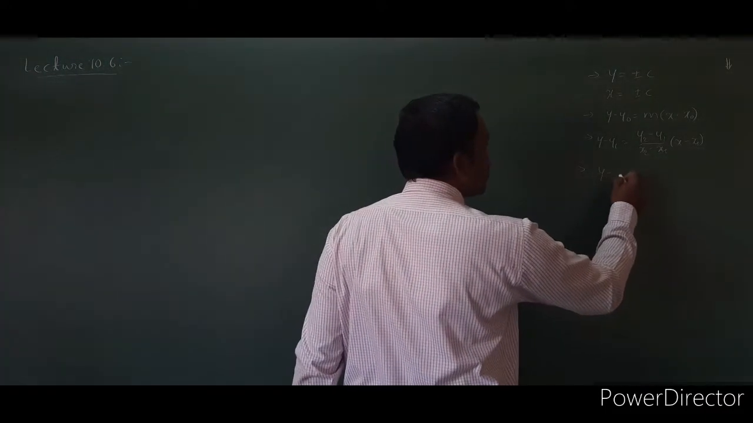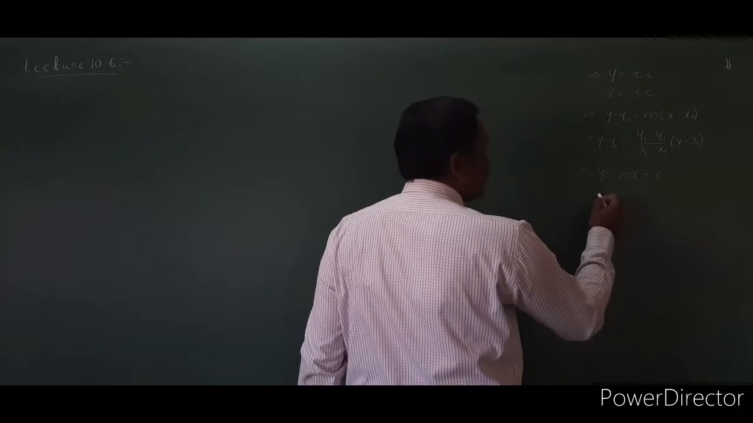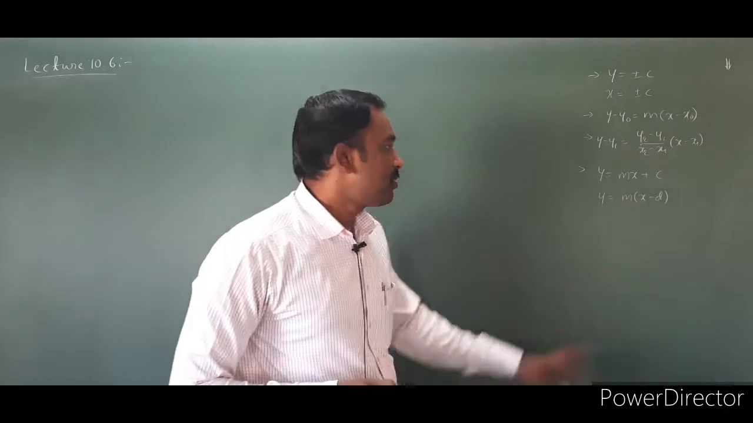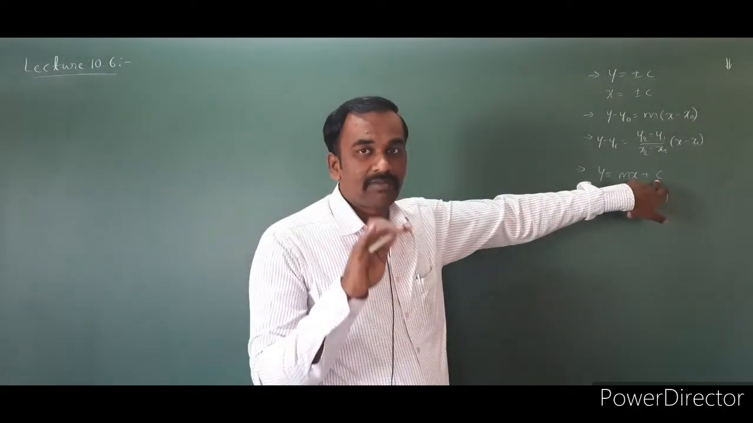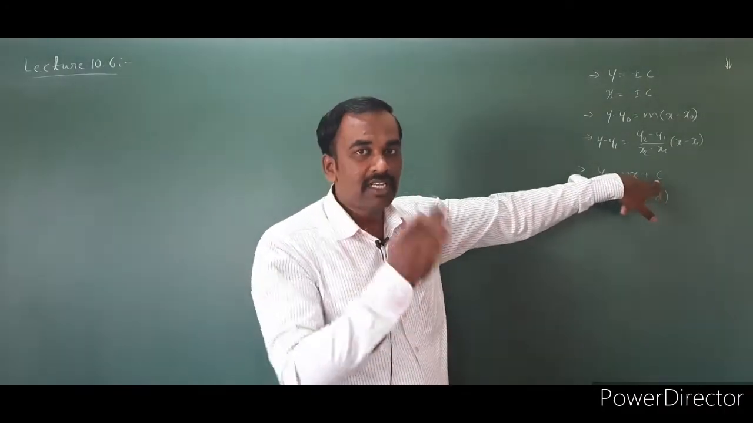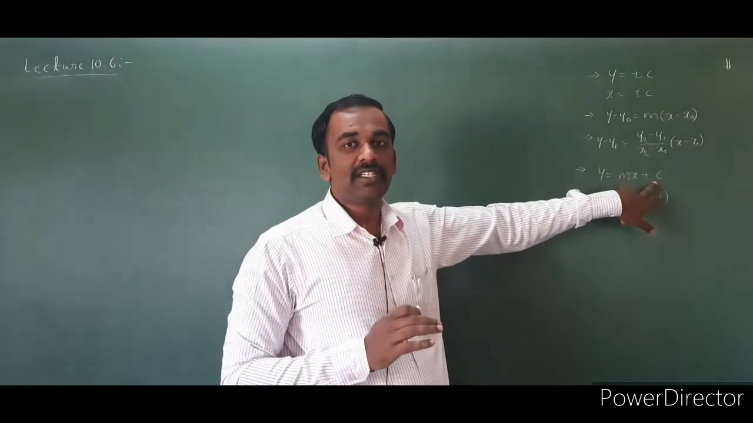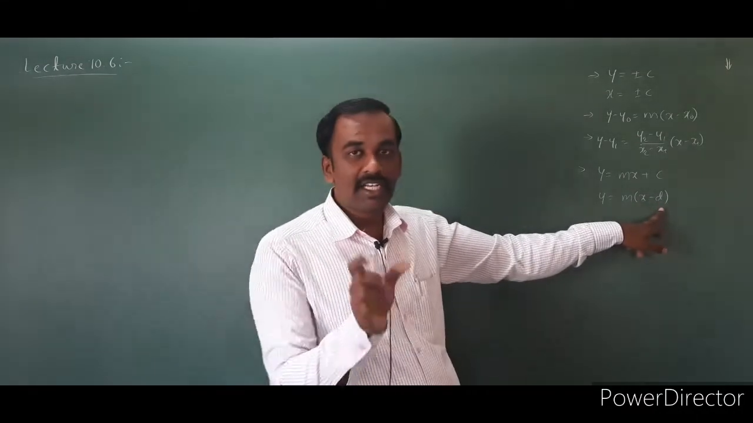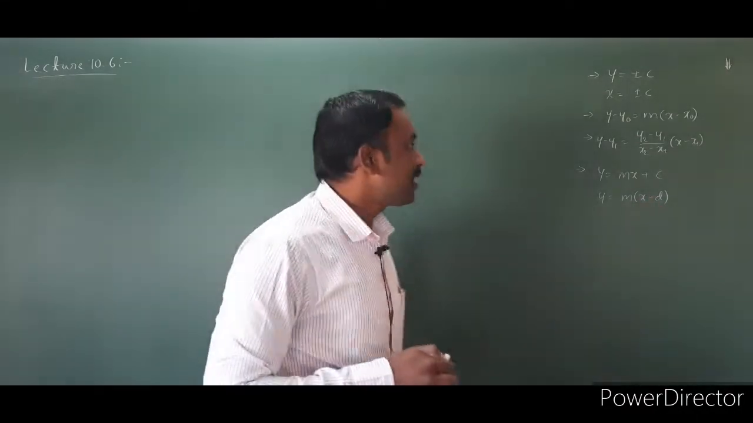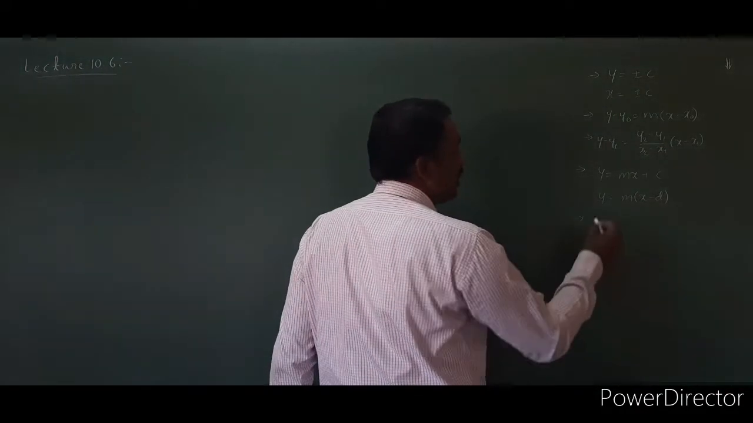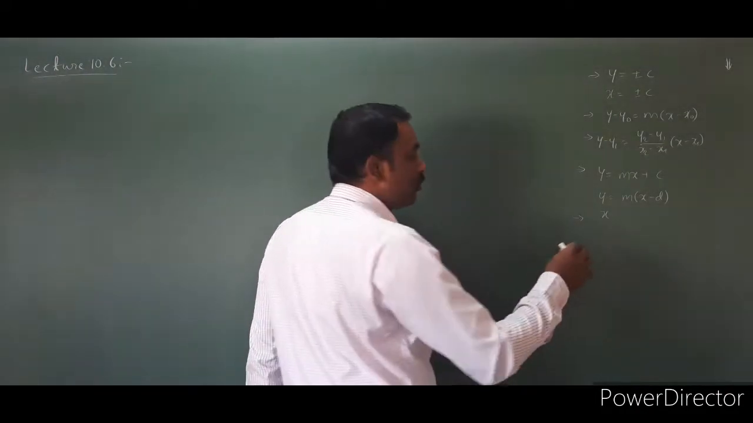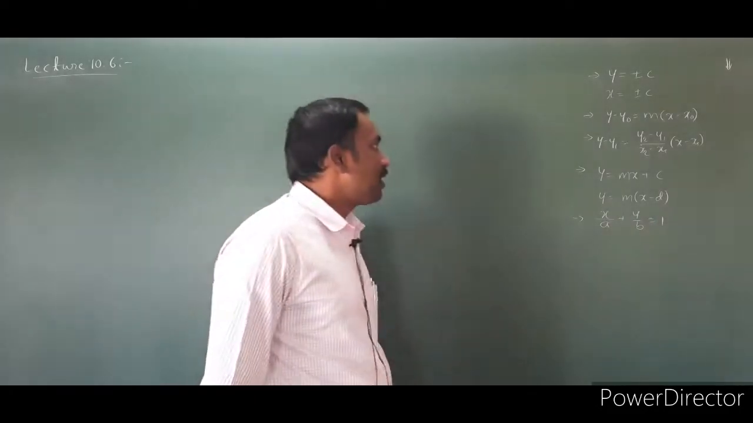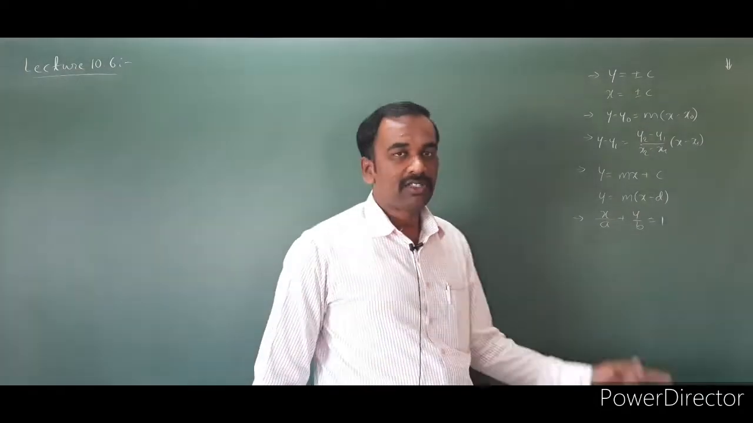First of all, for the y intercept, y is equal to mx plus c; for the x intercept, y is equal to m into (x minus d). Here c is the y intercept, c unit distance, it is intersecting the y axis from the origin. Here it is an x intercept, d unit distance, it is intersecting the x axis. Next one is intercept form. The line is intersecting both the coordinate axes: x by a plus y by b is equal to 1. Here, totally the 5 forms you have just taken.